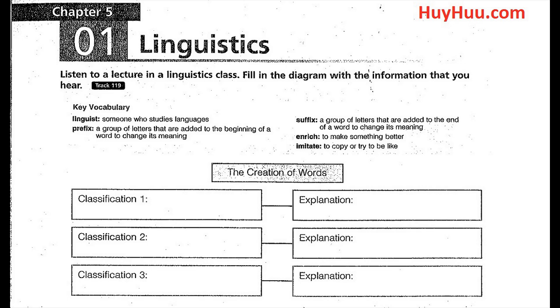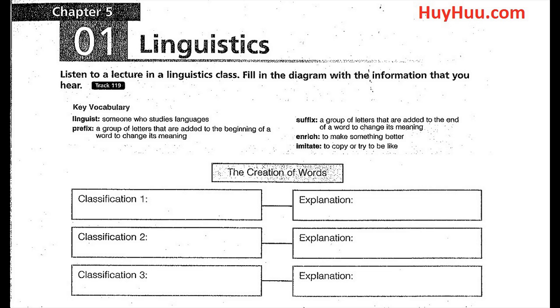Another way that new words are created is through compounding or derivation. These are two different concepts, but we'll discuss them together. Compounding is when two separate words are put together. One example of a compound word is skyscraper. So sky plus scraper equals skyscraper. Derivation, on the other hand, is when prefixes or suffixes are added to a word. An example of a word that was created through derivation is enrich. The prefix "en" has been added to the word rich in this case.